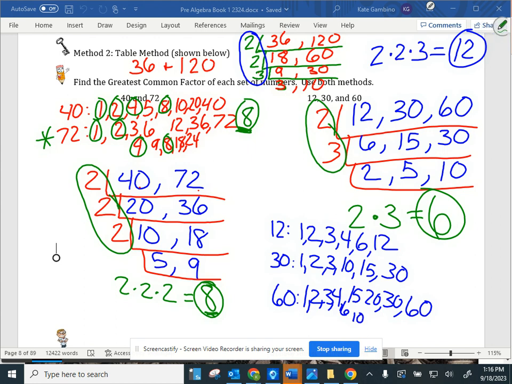Now I need to go and find common factors. 1, 2, 3. Oh, I forgot a factor. 5 and what? Is it 12? Same with 30. I forgot 5 and 6. Oh, see? So easy to miss some of those factor buddies. So then they don't share 5, they share 6.